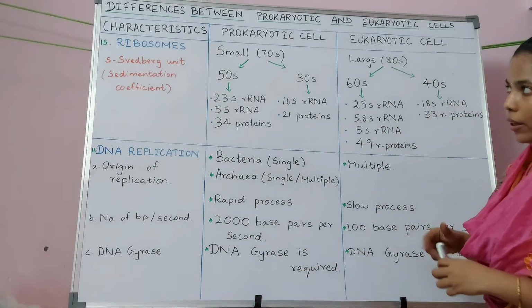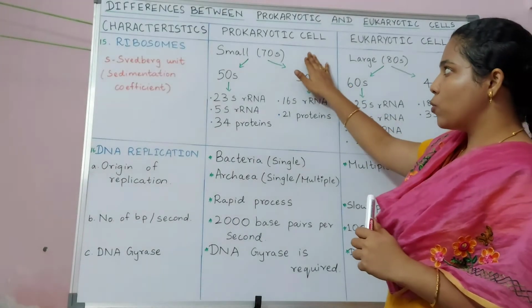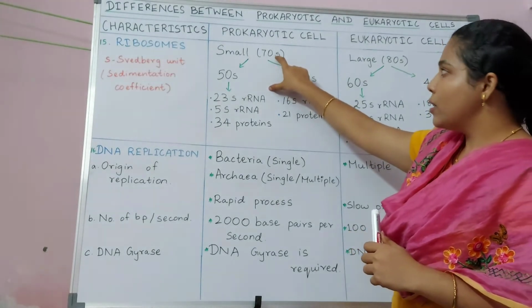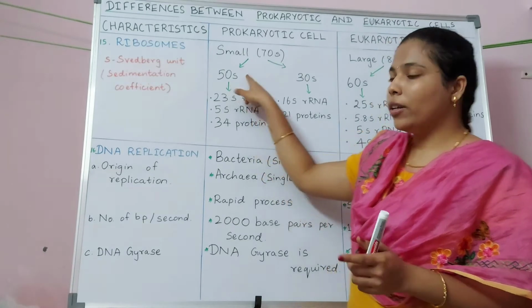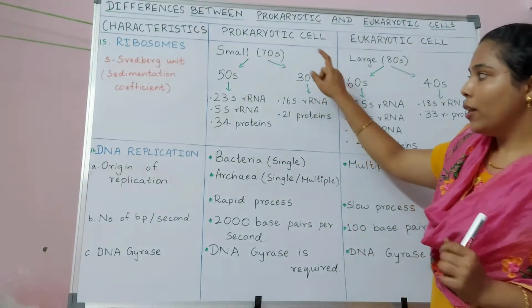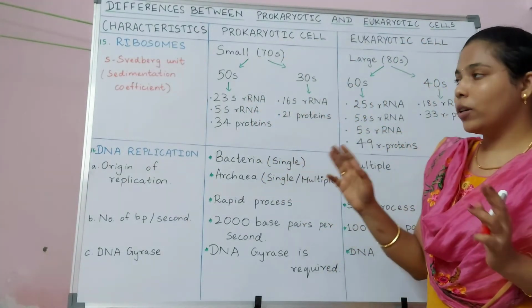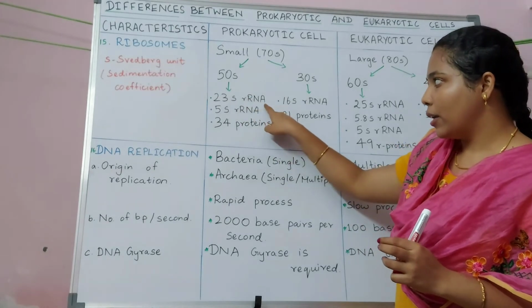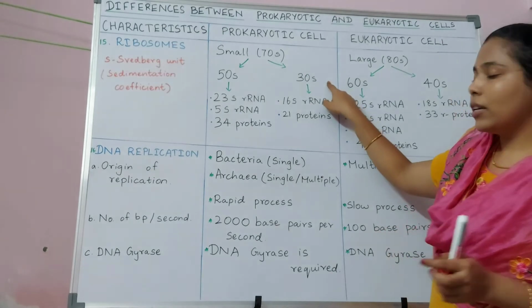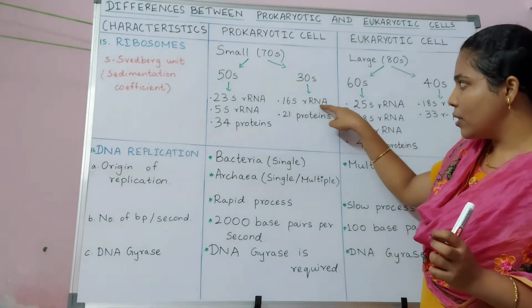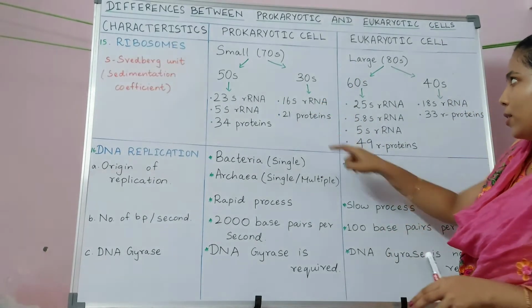In case of prokaryote, they have a small ribosome that is 70S in nature. This 70S ribosome has two subunits, 50S large subunit and 30S small subunit. This 50S large subunit contains 23S rRNA, 5S rRNA and 34 proteins. This 30S small subunit contains 16S rRNA and 21 proteins inside it.